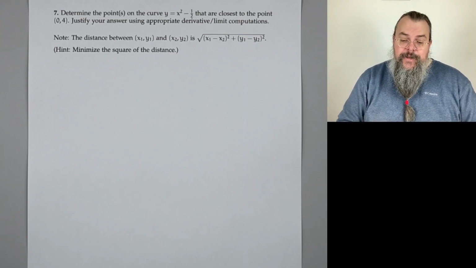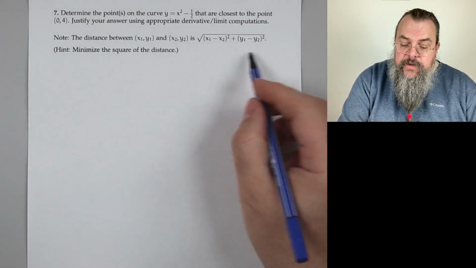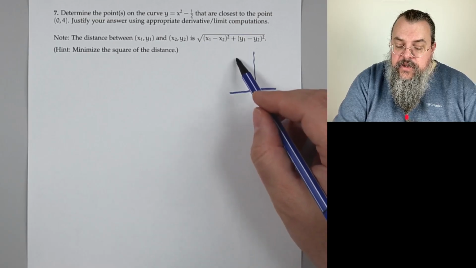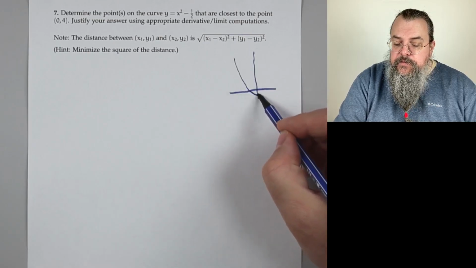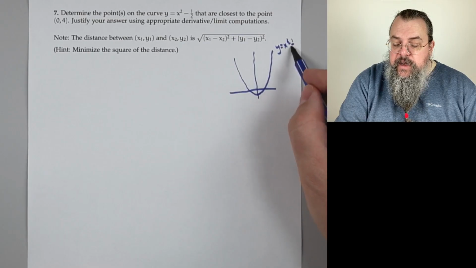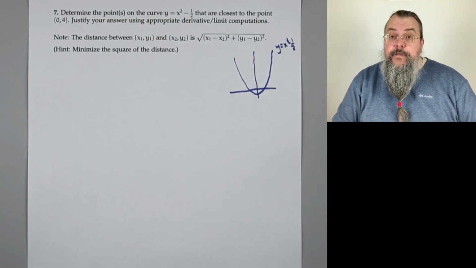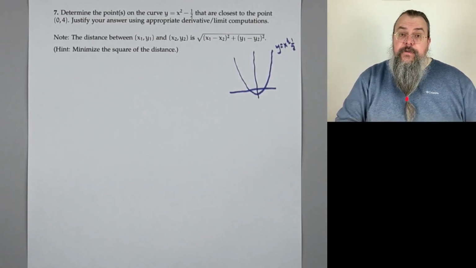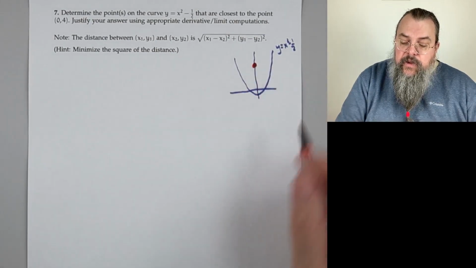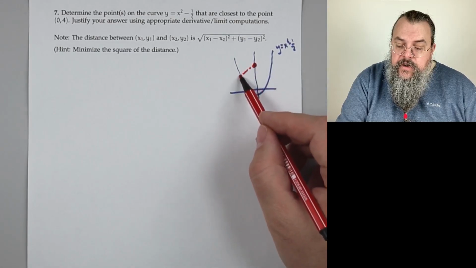Okay, so what's going on here? Well, we have x squared minus a half. So that's a parabola, and it's just been shifted down ever so slightly. So here is our y equals x squared minus a half. And now we say, okay, we have the point 0, 4. X equals 0, y equals 4. And so that's there. And now what we're trying to say is, well, which points are closest?